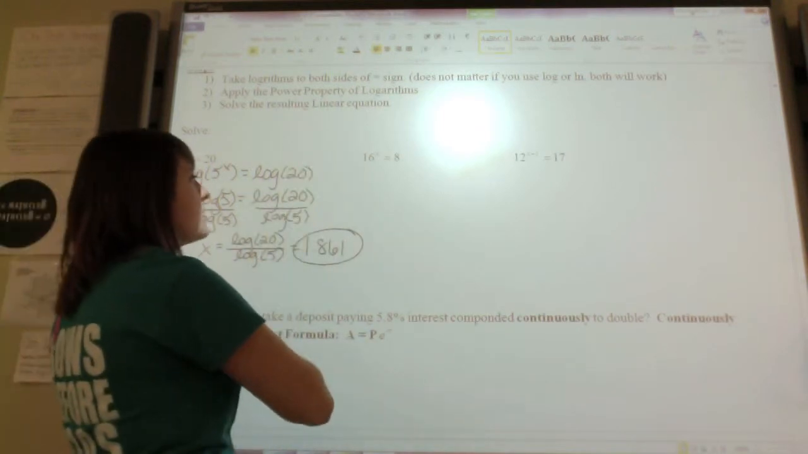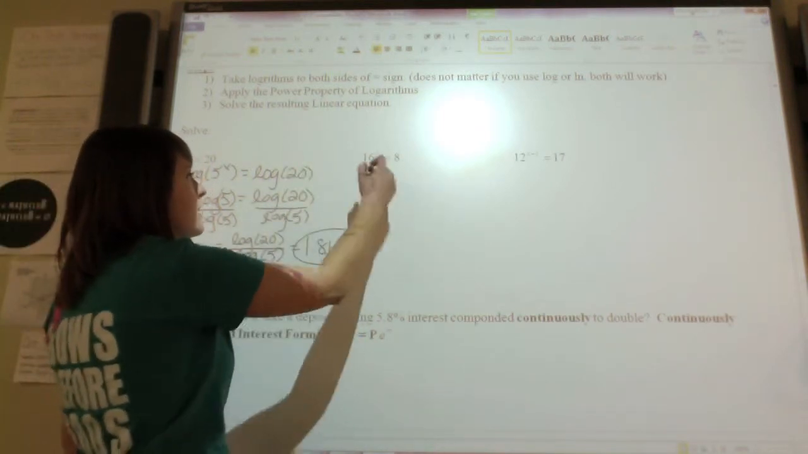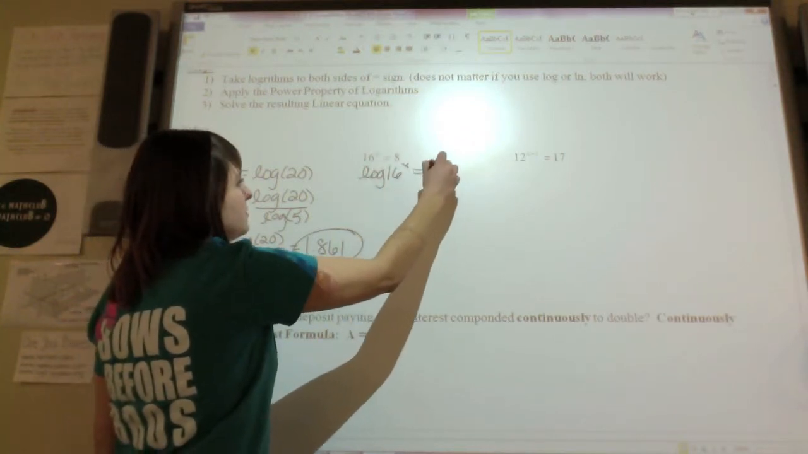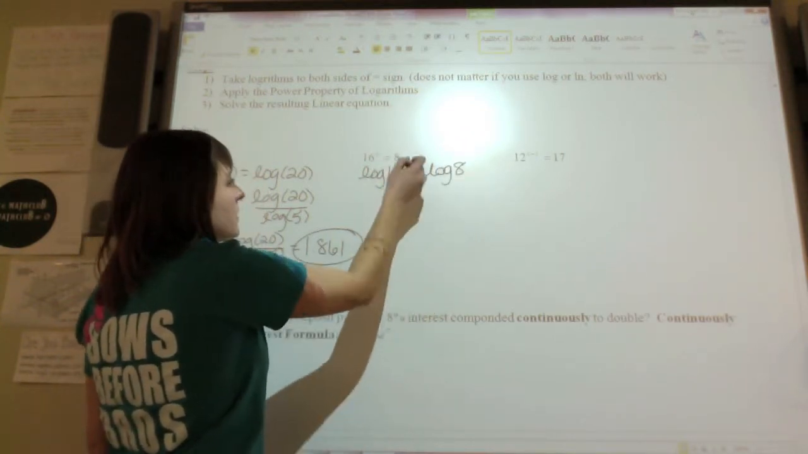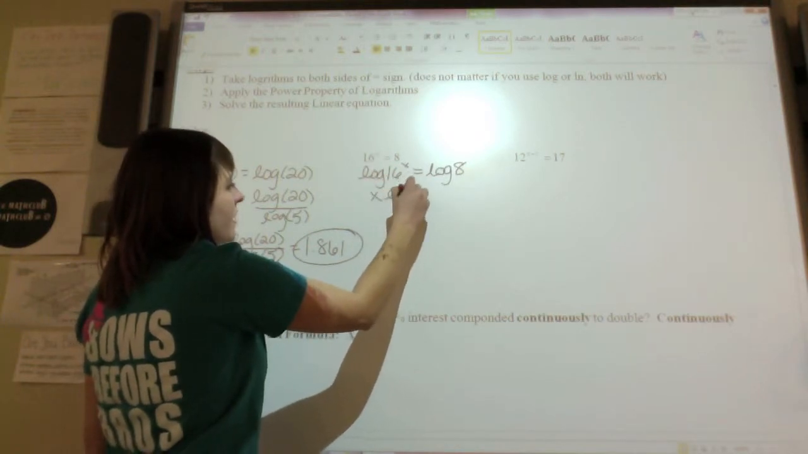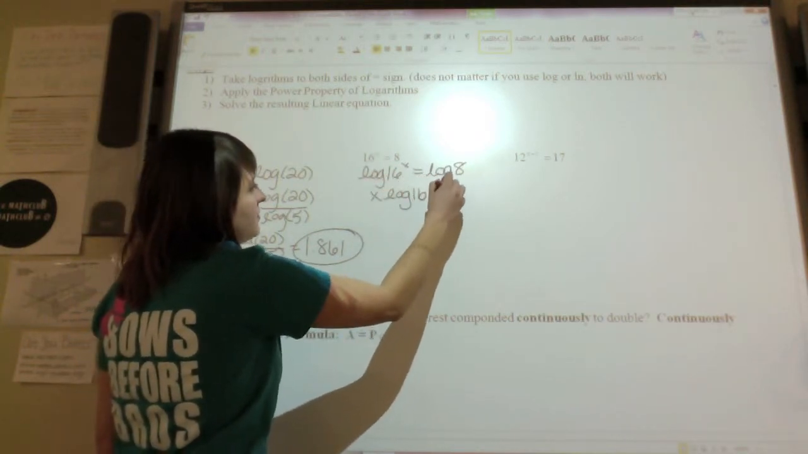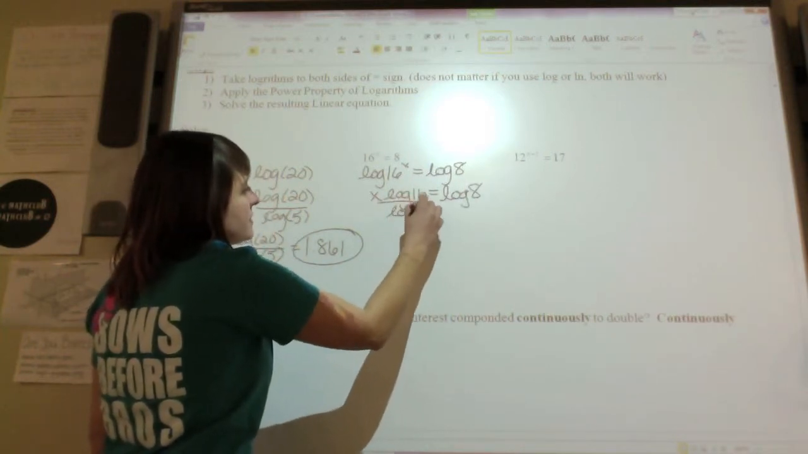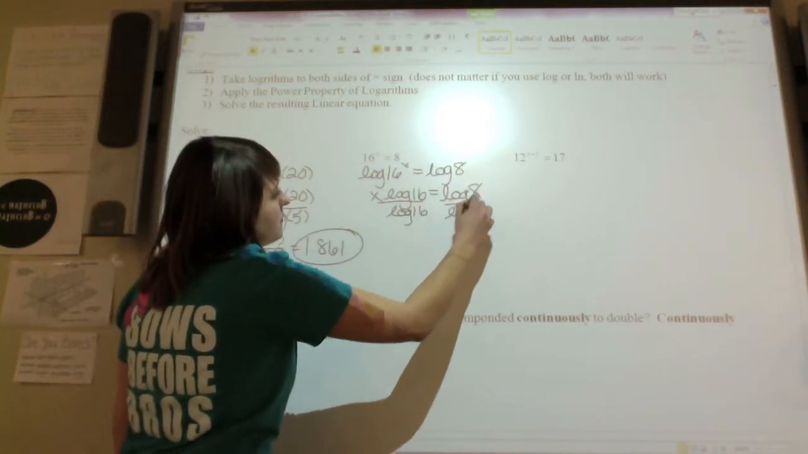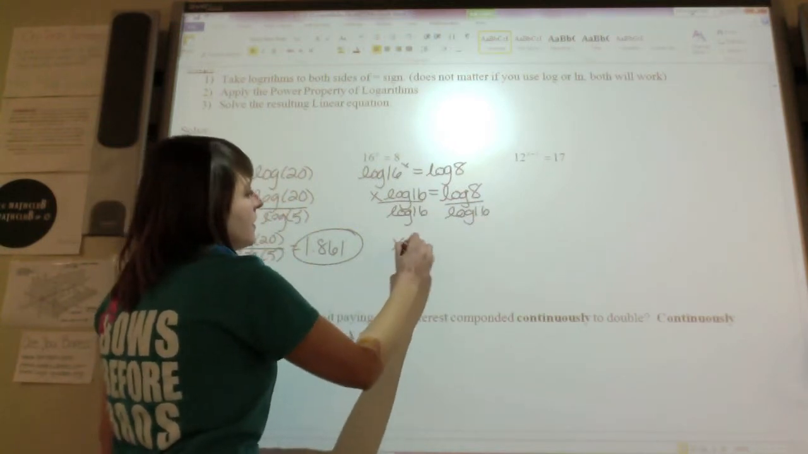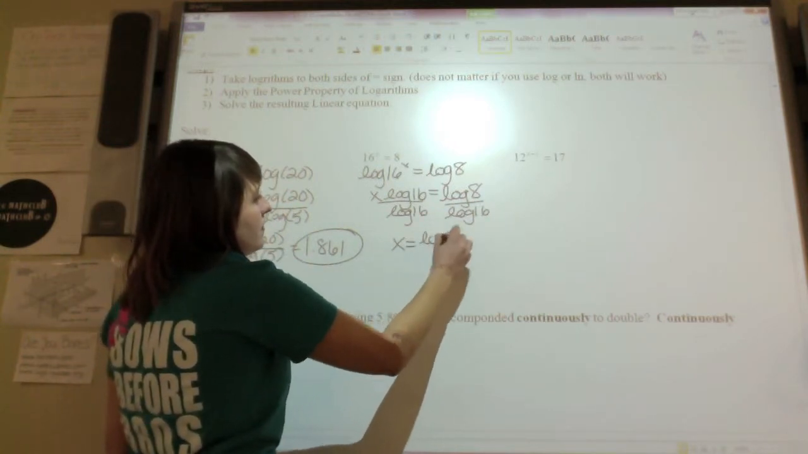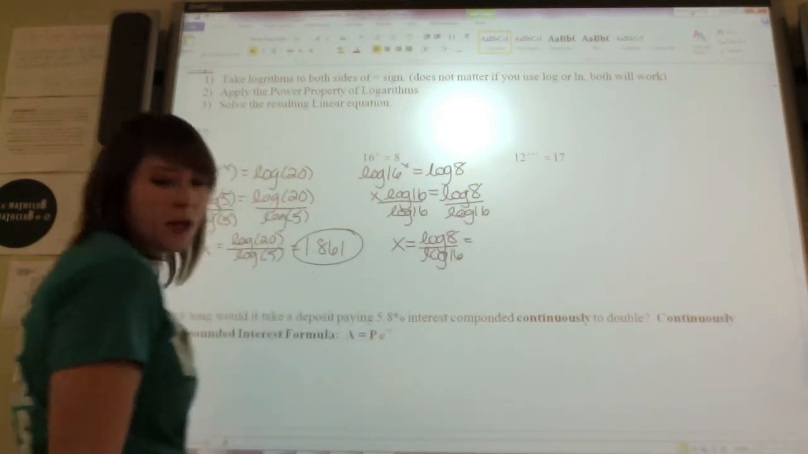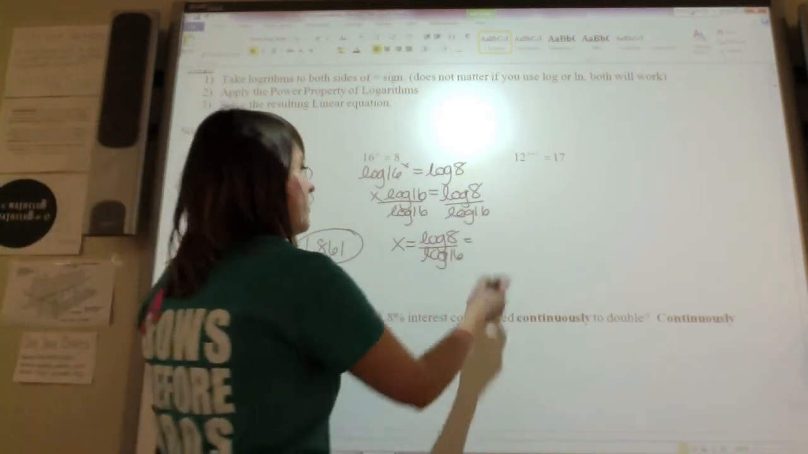Okay, I can do the same thing over here. I've got 16 to the x equals 8. So if I take the log of both sides, that's log of 16 to the x equals log of 8. Then I can move my x down to the front, and I get x times the log of 16 equals the log of 8. Then I can divide both sides by the log of 16. And when I do that, I get x equals the log of 8 over the log of 16. And when I type that into my calculator, I get x equals 0.75.